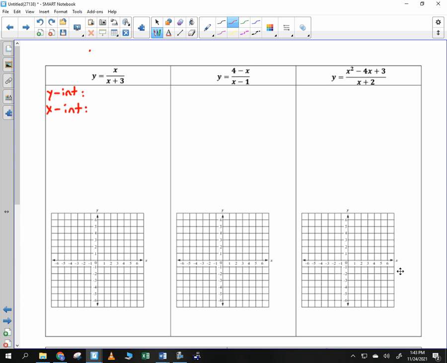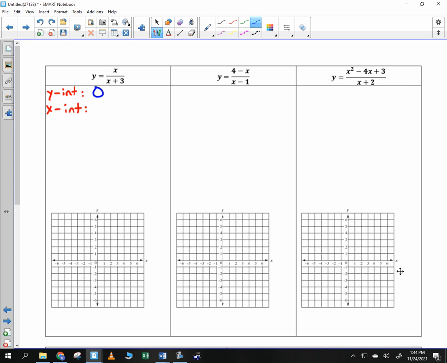If I want to find the y-intercept, you said I plug in 0 for x. Everybody agreed? So if I plug in 0 for x, I get 0 over 3, which is 0. That means it crosses the x-axis at 0. I'm sorry, the y-axis at 0. Fair enough? Now, the x-intercept, I plug in 0 for y.